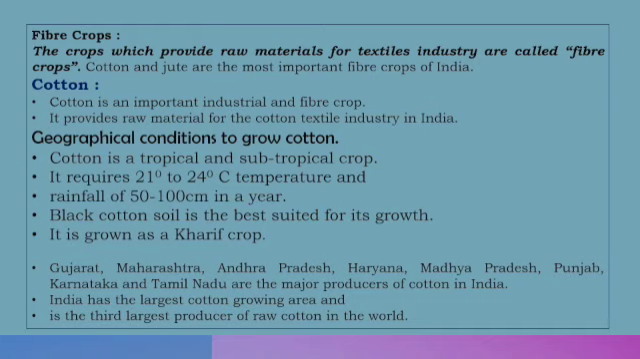Geographical conditions required to grow cotton. Students, make a note. What are the geographical conditions needed to grow cotton? Cotton is a tropical and subtropical crop. So cotton is grown mostly in the tropical and subtropical area. Cotton requires 21 degrees to 24 degrees Celsius of temperature and rainfall of 50 to 100 centimeters in a year.